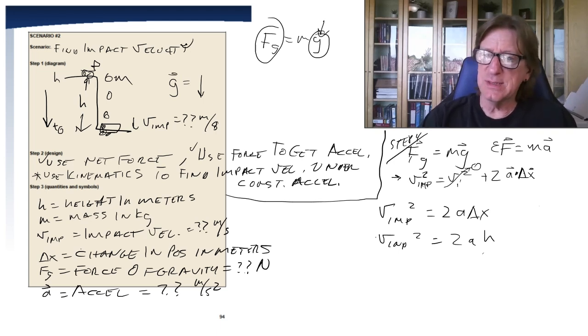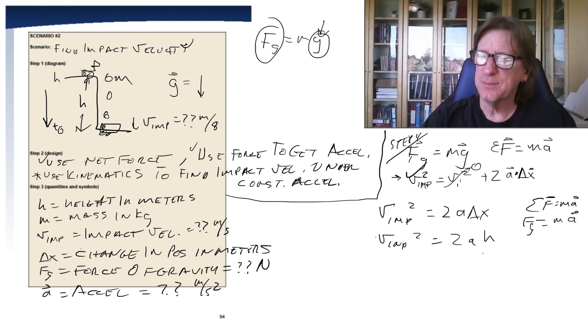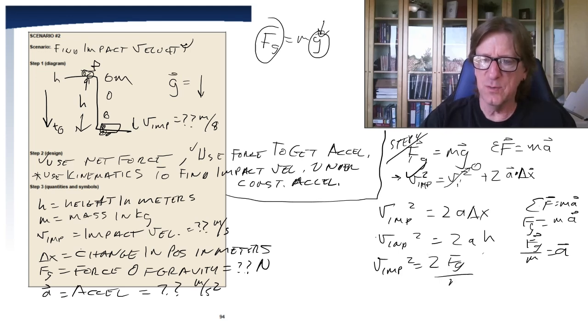All right, so we need this acceleration. So we've used this one. We're done. We're going to use this one here. So even though this one is rather trivial, there's only one force in the problem, and that, of course, is gravity. And that's going to equal ma. And so F_g over m is going to equal a. So let's put that in here. So v impact squared is going to be 2 F_g over m times h.